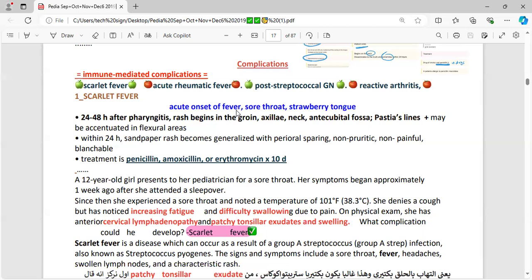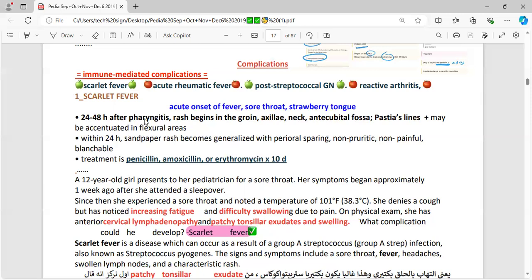Acute onset of fever, sore throat, strawberry tongue. Yes, what is this? Acute onset of fever. Would it be scarlet? Yes, because in the case of Kawasaki, the history of fever would be more than 5 days. There would be redness all over the body. So it would be acute onset of rash, scarlet fever.